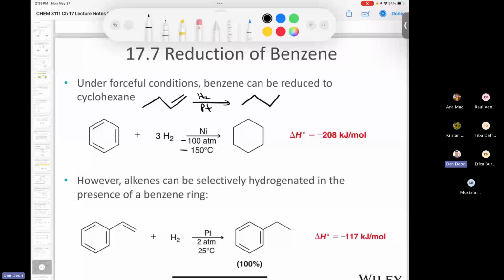But if you have a double bond outside of your aromatic ring, like we see down here with styrene, so it turns out that you can, so this is called a vinyl group.